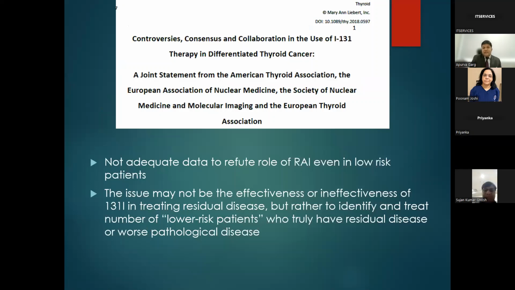Then controversies, consensus and collaboration in the use of iodine-131 therapy in differentiated thyroid cancer. This was a joint statement by the American Thyroid Association and European Association of Nuclear Medicine. It showed that there is no adequate data to refute the role of RAI even in low-risk patients, and the issue may not be effectiveness or ineffectiveness of iodine-131 in treating residual disease, but rather to identify and treat the number of low-risk patients who truly have residual disease. So this also favors total thyroidectomy.